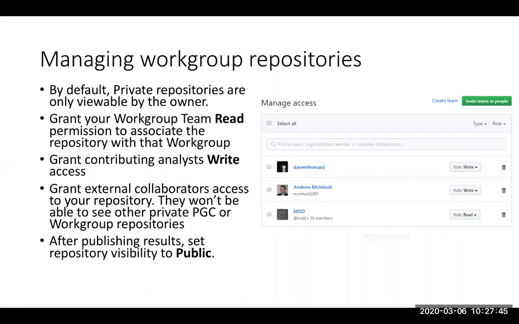If you're collaborating with other people, you can give them write access to your repository, and these include people who are outside the PGC organization. So when you do that, those external collaborators will only be able to see the repository that you've given them access to, and won't be able to view any other PGC repositories.